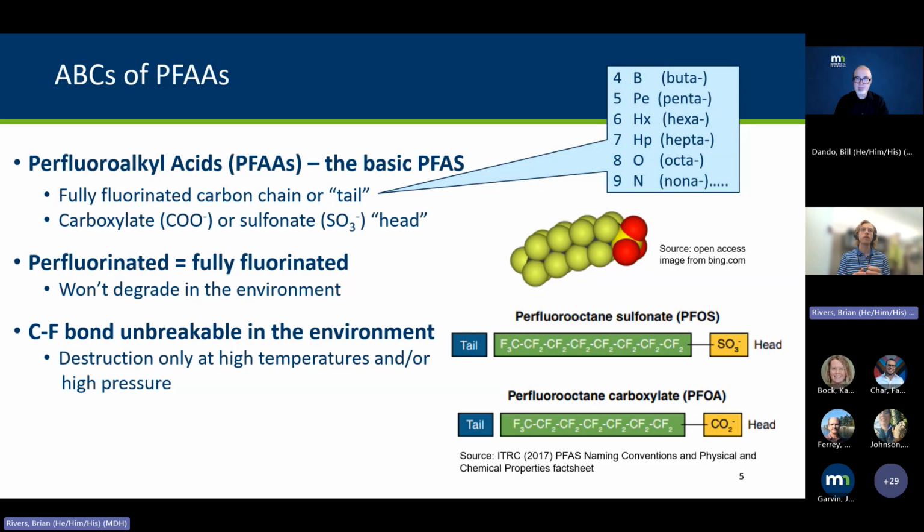So each one of those has a fully fluorinated carbon, meaning a fluorine atom takes up all of the possible connections to a carbon atom. And so that carbon-fluorine connection is extremely strong. It takes a lot of high temperature or a lot of pressure to break that bond, right? And so that is pretty rare to find in the environment. And so for that, they persist in the environment.